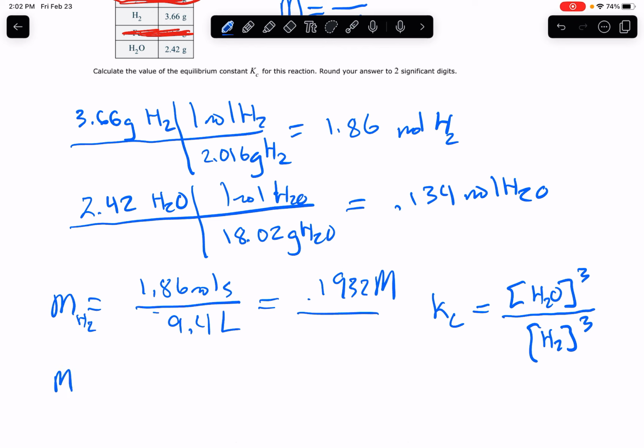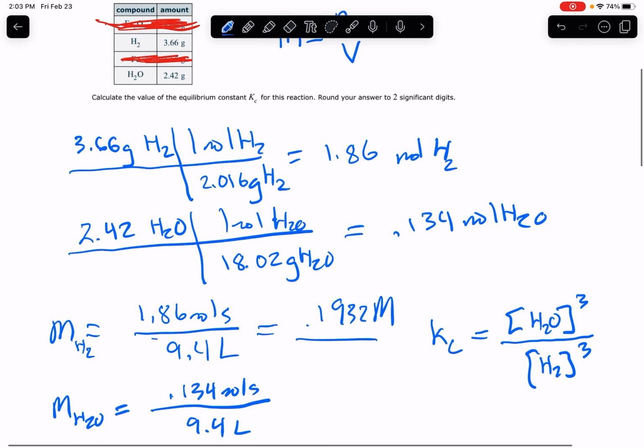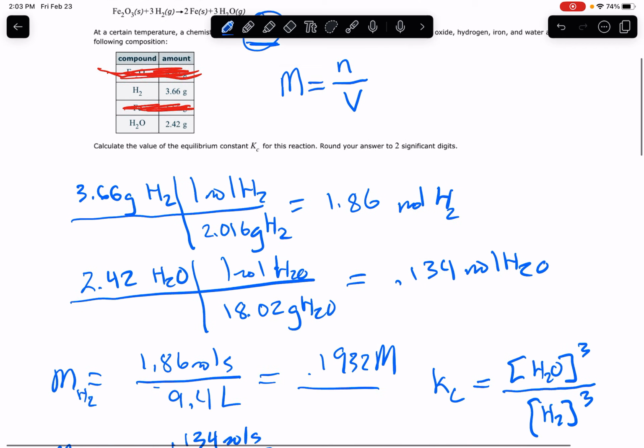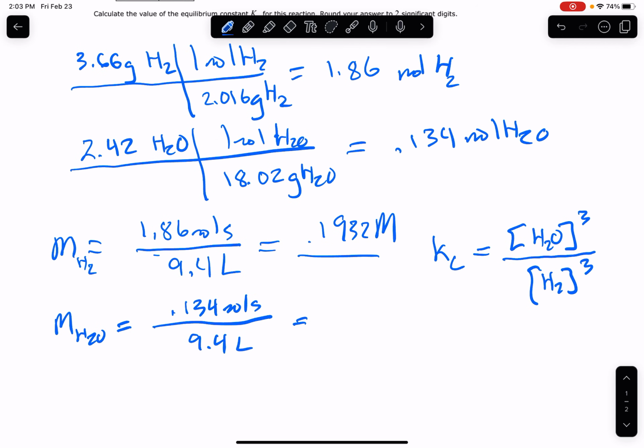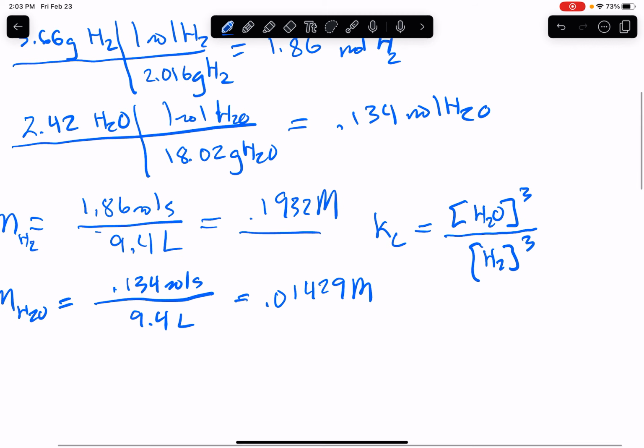Now let's do our molarity for our H2O. And in this case, it's going to be the 0.134 that we got up here. We're going to put that down into here and go 0.134 moles divided again by the same 9.4 liters that they gave us in the problem up here. And when we do the math on this, we're going to end up with 0.01429 molar.